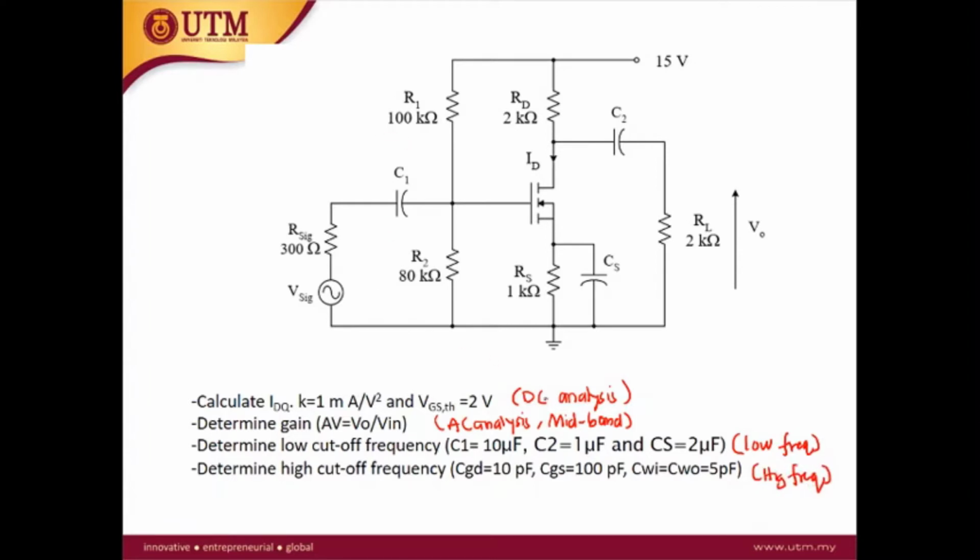Okay, let's calculate the DC analysis. The objective of doing the DC analysis is to calculate the Q point or operating point of the transistor. So what is the operating point? Operating point is simply the parameter values, for example, the IDQ, the drain current, and we also have the VGSQ and VDSQ. It depends on what parameters you want to calculate. For example here, we want to calculate IDQ, which is the current flowing at the drain or the source.